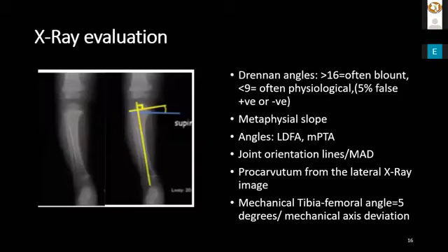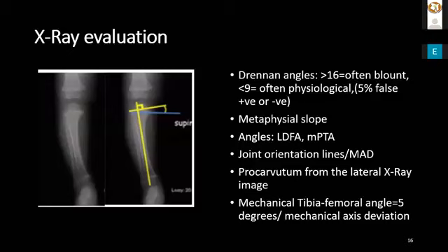X-ray: what are the important findings on the X-ray? The Drennan angle over 16 degrees is always suggestive of Blount's disease. Less than 9 degrees, many of them resolve, and it has about a 5% positive predictive value. The metaphyseal slope should also be assessed.